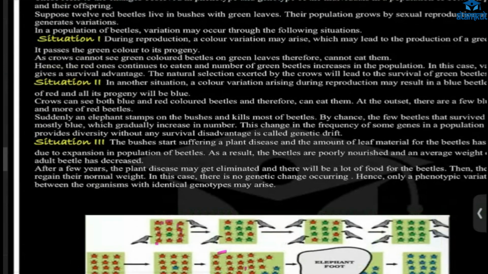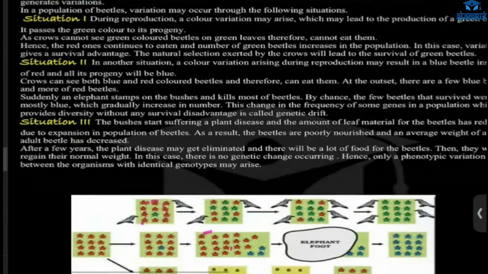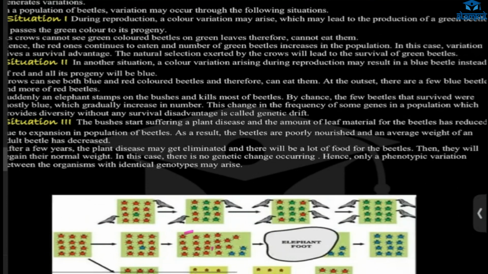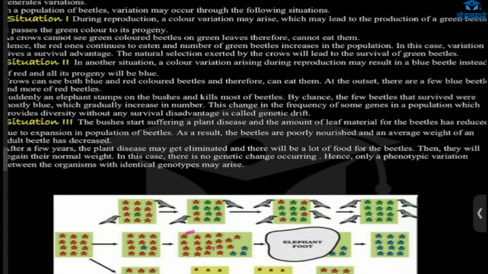In this, the population is 10, 11, 12: 12 beetles, and they are red in color. After some time, variation occurs. One of the beetles becomes green. The tree background and leaves are green, and the beetle is green, so the crow will not be able to find this green beetle.